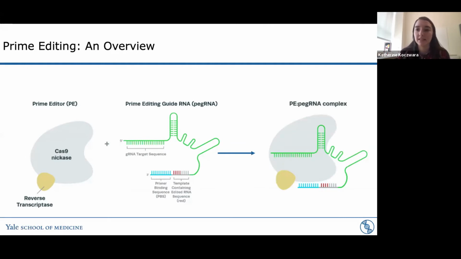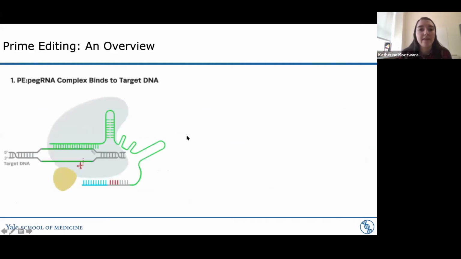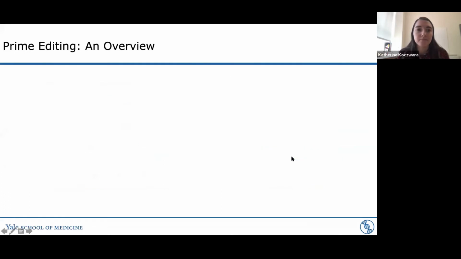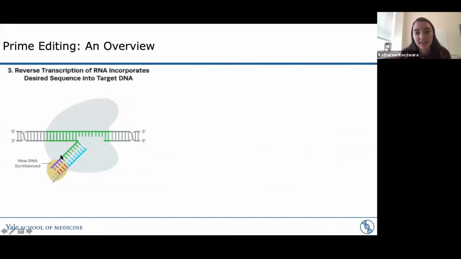When we add them to the cell line, they complex, and then they can bind to the place in the DNA that we're looking to edit. And so in this case, this would be the place in the GNE gene that contains the pathogenic mutation that causes the disease. It will nick one strand of the DNA, and then it uses the template that we provided, the reverse transcriptase template, to synthesize new DNA. So this DNA wouldn't have the mutation in it anymore.